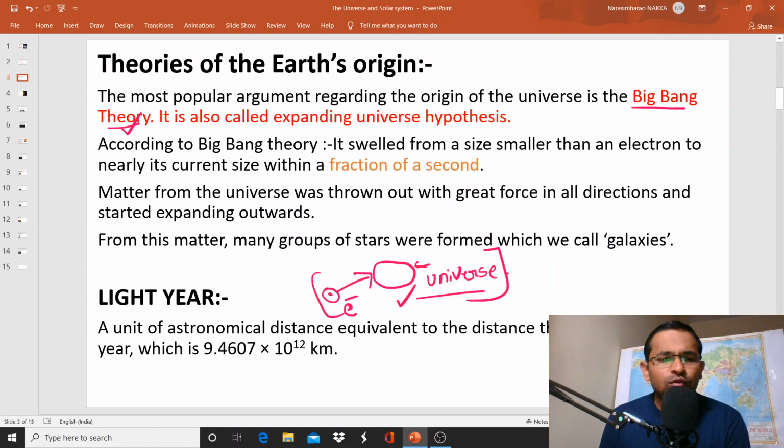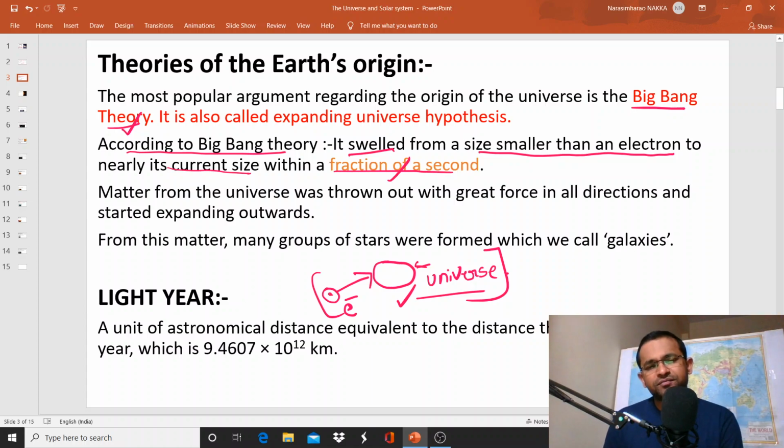So according to the Big Bang theory, the universe swelled, that means formed, from a size smaller than an electron to nearly its current size within a fraction of a second. So this is the process of how the universe is formed according to the Big Bang theory. And of course, most scientists do agree with this theory.